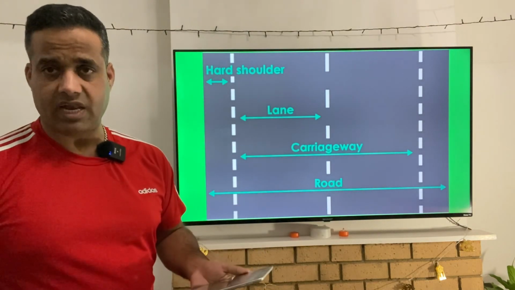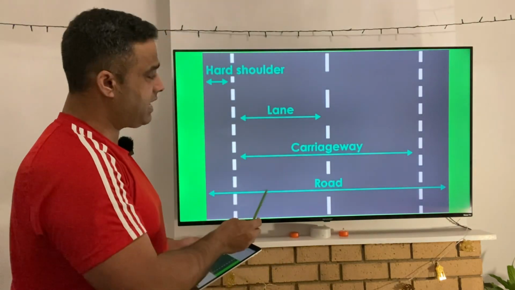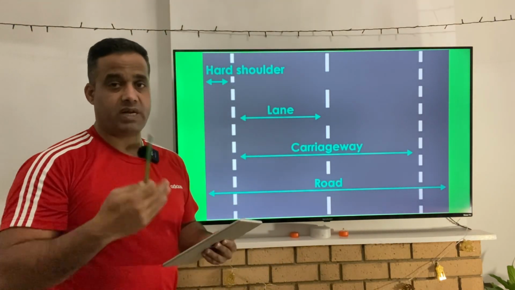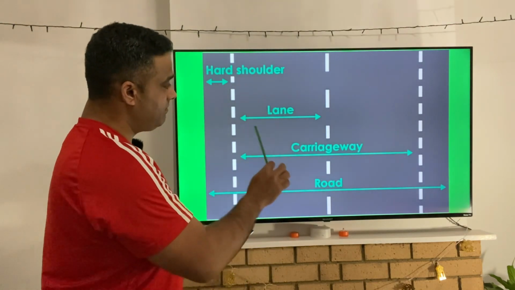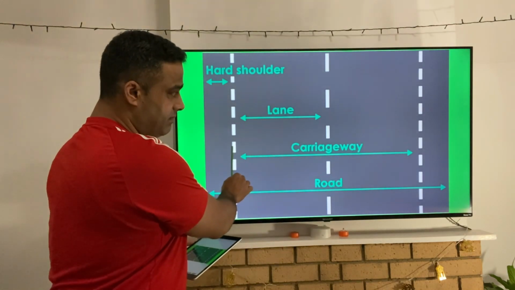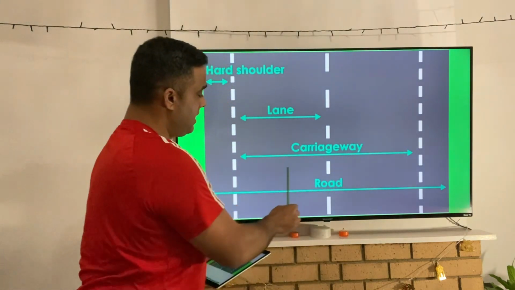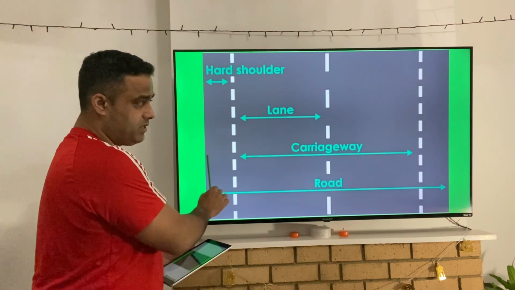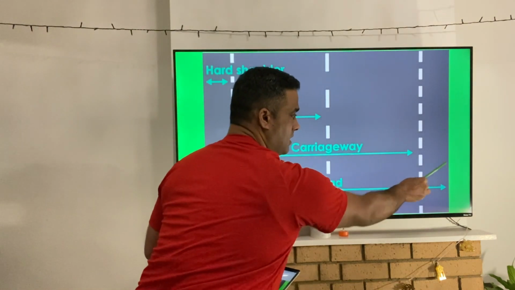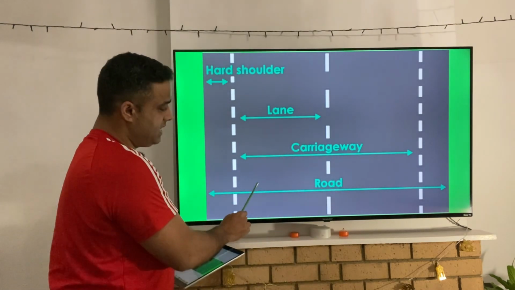There are different types of carriageways. So whenever you go on any road, look at this picture, all right? First of all, you need to understand what is carriageway and what is road, okay? So carriageway is this line to that line. This is the main carriageway. And what is road? Road means curb to curb. This is curb, this is curb. So curb to curb is road.